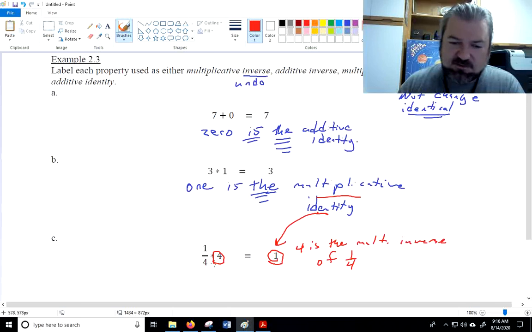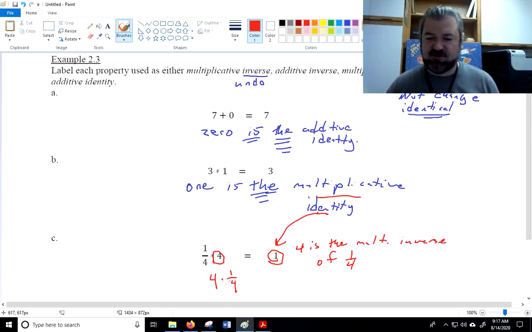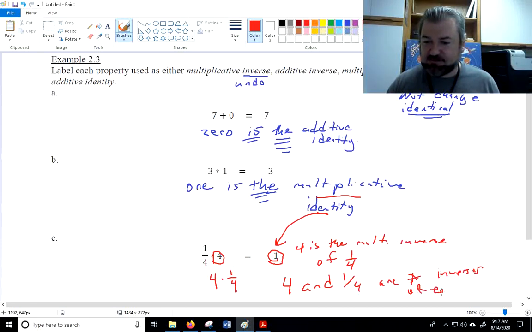Well, what else could we say about this? Could we say that 1/4 is the multiplicative inverse of 4? Well, I certainly can. If I simply use the commutative property of multiplication and change the order, you can see that 1/4 is the multiplicative inverse, I said identity earlier, it is the multiplicative inverse of 4. So I'm going to say that 4 and 1/4 are multiplicative inverses of each other.